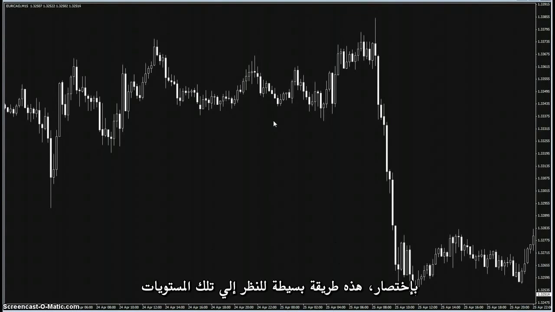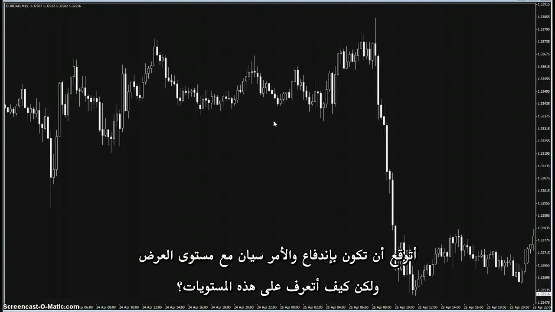So, basically, in a nutshell, and again, this is a very simplistic way to put it, but in a demand level, you're going to have a lot of buy orders that I expect to be triggered. And the same thing goes with shorts in a supply level.